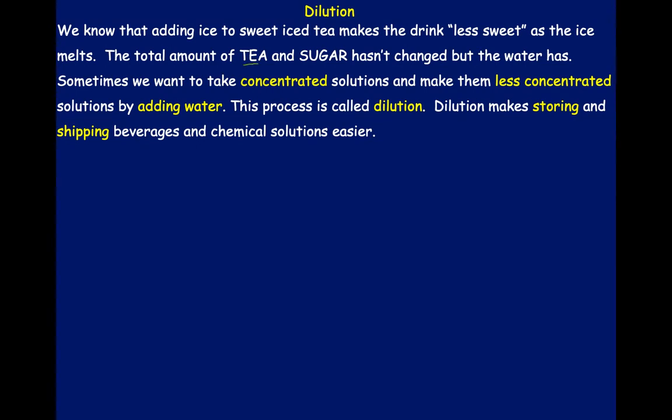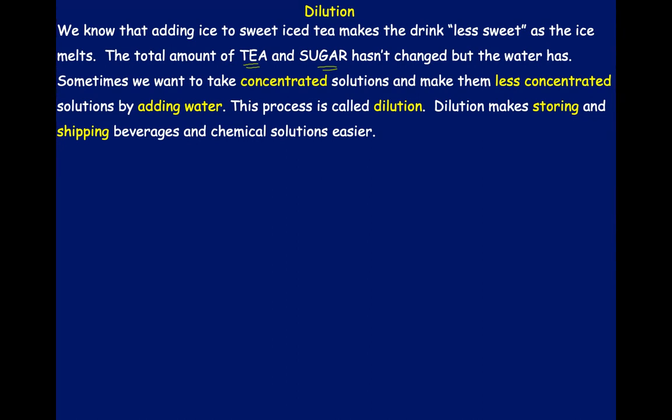And when you add the ice or the water and it melts, the tea and the sugar, if this was iced tea, really haven't changed. The amount of tea and sugar hasn't changed, but what really has changed is the amount of water that you added, right? So once that ice melts into liquid, it mixes with everything and makes things watery. So what you've done is you've diluted it, or something is diluted.